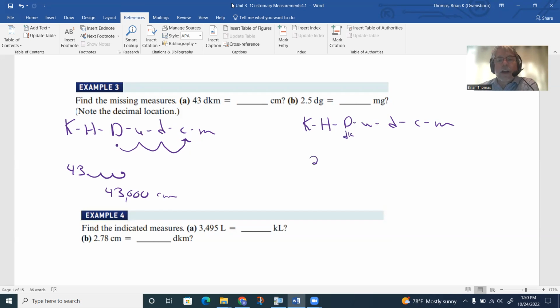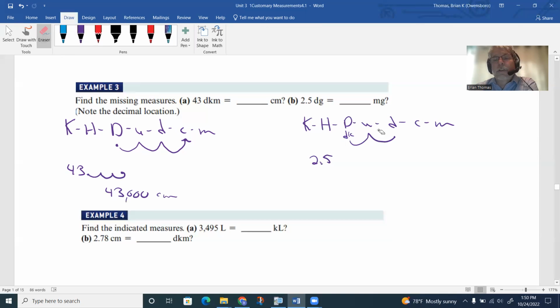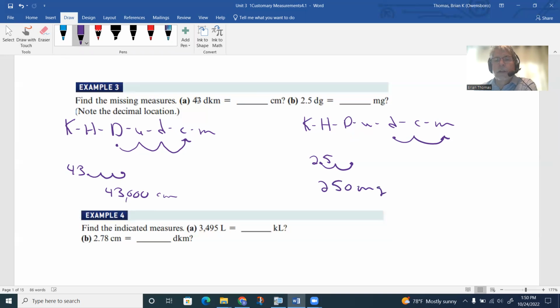So if I have 2.5 decigrams, using King Henry, we have to move to the milligram spot. So it's going to be 1, 2, actually, I'm not in the right spot. We've got little d, don't we? Little d is deci. So we're actually starting here with our decimal, and it's got to move 2 places to the right. So my decimal, the 2.5, has got to move 2 places to the right. So therefore that becomes 250 milligrams as my conversion.